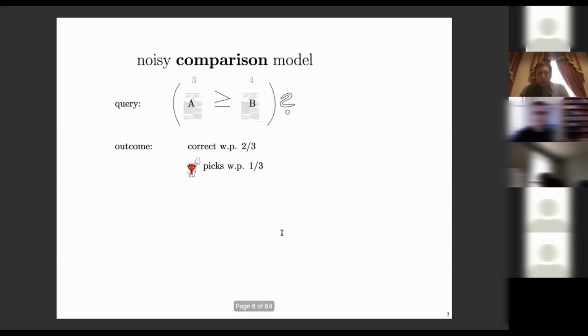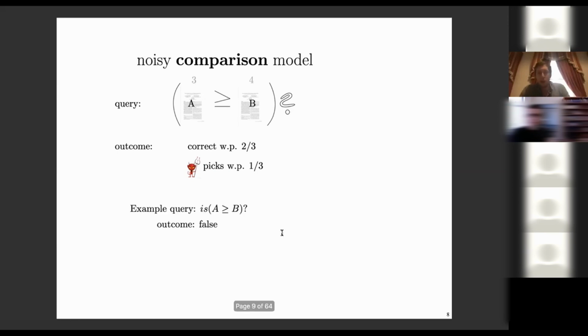Okay, and now let's get to the noisy comparison model. So here we have two papers, A and B, and one of them has value 3 and the other is 4. And again, you can ask all sorts of binary comparisons. So you can ask, is A bigger than B? Is A strictly bigger than B? Are they the same? And the adversary is going to give you something incorrect with probability 1/3, and with probability 2/3, you're actually going to get the right answer to this question. So for example, is A bigger than B? Here you were lucky, and the outcome was indeed false. So that's the correct value, right? Because 3 is smaller than 4, so A is actually smaller than B.